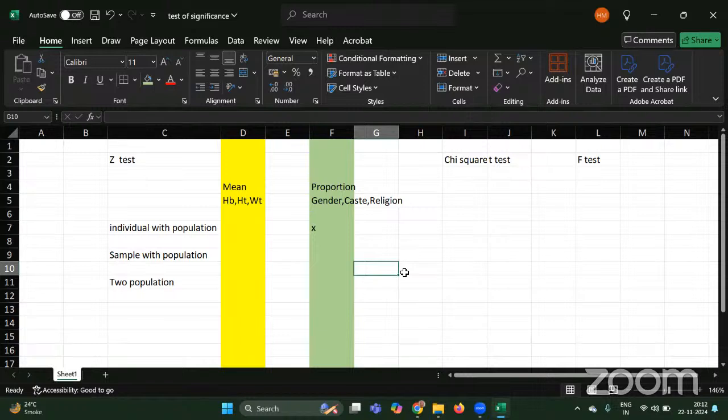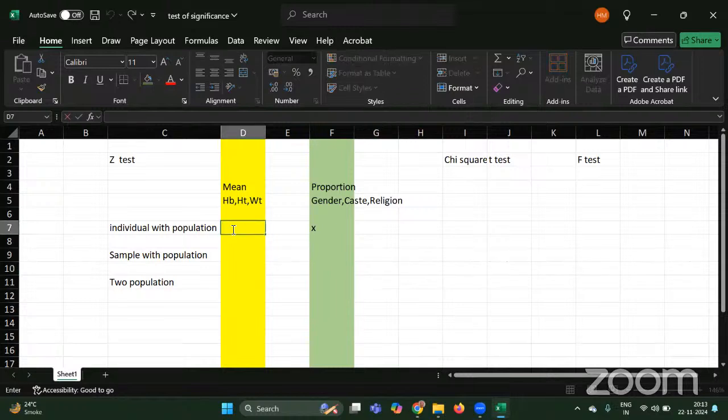But if there are 100 individuals and we know their hemoglobin levels, and one person has a particular hemoglobin level, we can ask the question whether this person belongs to this population or not. In such a case, the standard deviation is used.